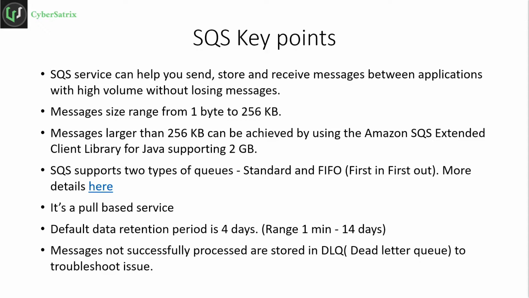So in the standard queue, all the messages will be stored in the queue, and there is no guarantee that they will be sent to the consumer in order, but it is a surety that each message will be processed at least once, right? But if there is a requirement that you need to process all the messages in order, then you can utilize the first in first out, right?